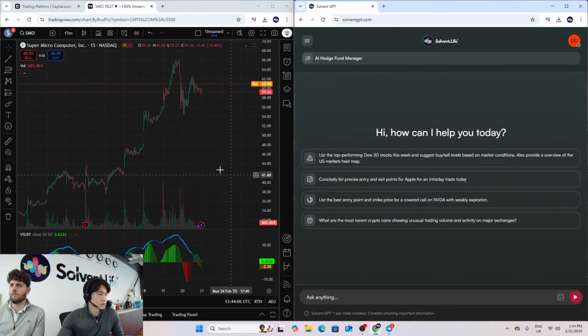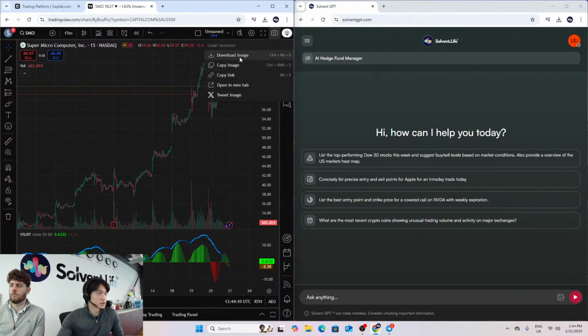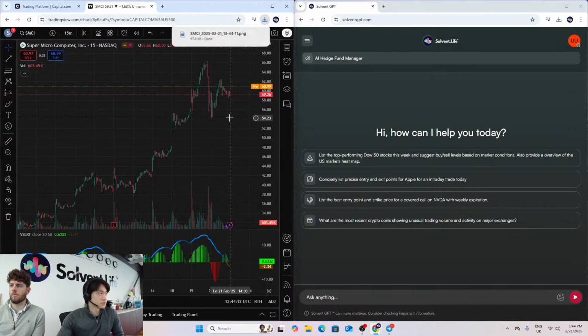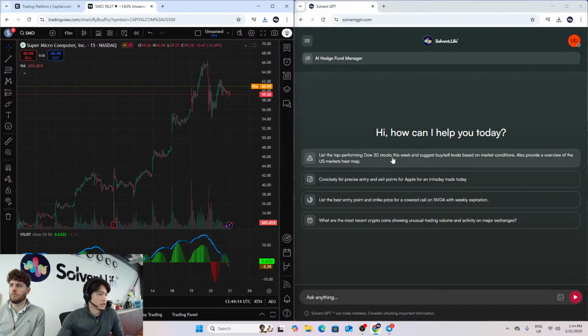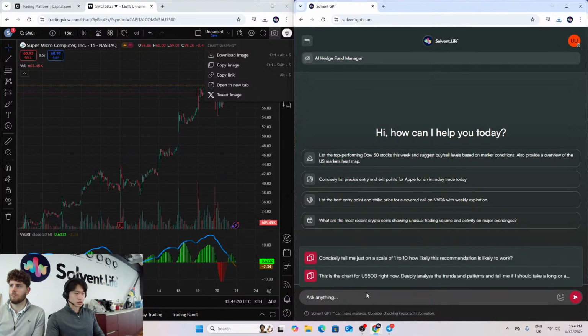And let's scalp this. It went down. We have to wait till market opens, but let's just see what GPT says about the chart at the moment.